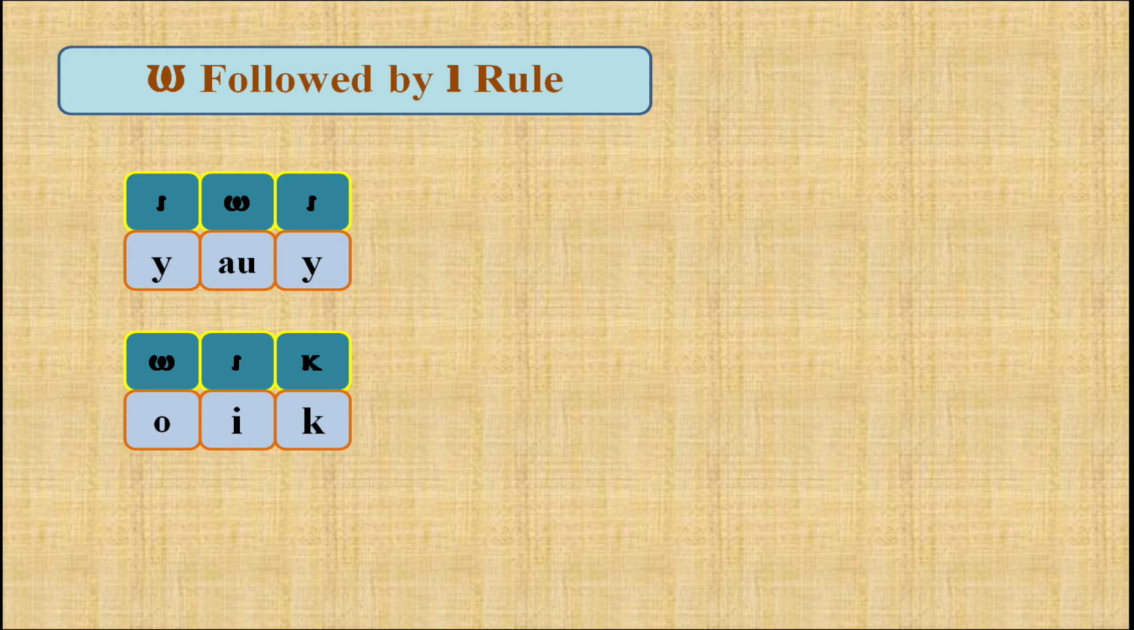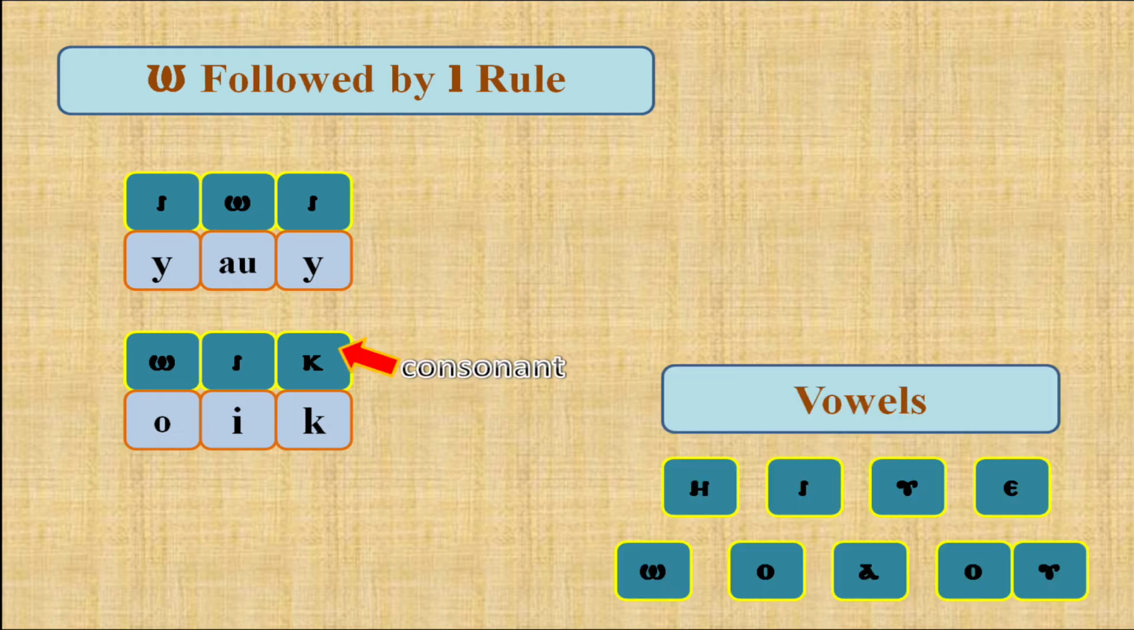So notice what happened here. When you have the omega and iota next to each other, and then you get a consonant letter after it, then it becomes an OI instead of the YAU. Any consonant, as long as it's the omega before the iota. A consonant is anything that's not a vowel, the rest of the alphabet. So it could be B, C, D, F, G, H. It's basically an OI the whole time. This combination makes an OI.